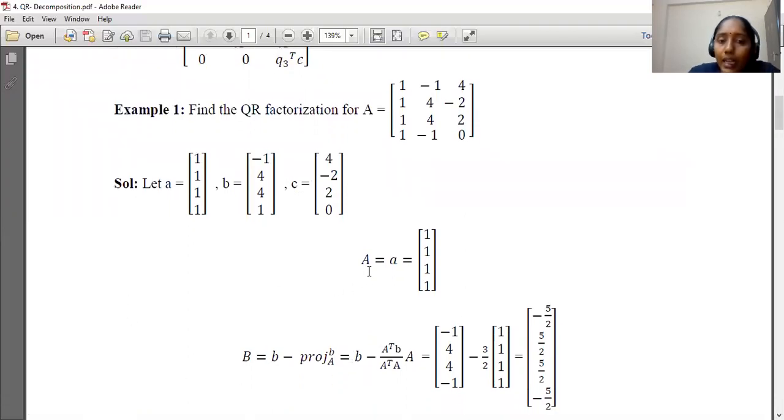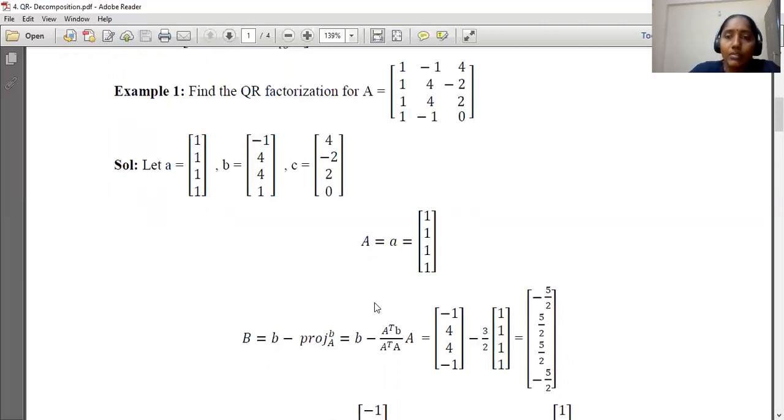Let us consider capital A as 1, 1, 1, 1. Here, to find the orthogonal vectors, we fix a vector A that we considered as capital A. And then we find a vector capital B which is orthogonal to A. And then we find a vector C which is orthogonal to both A and B. Here for finding orthogonal vectors, we are using the projection concept. That we already discussed in the previous videos. If you want, you can go back and listen to those.